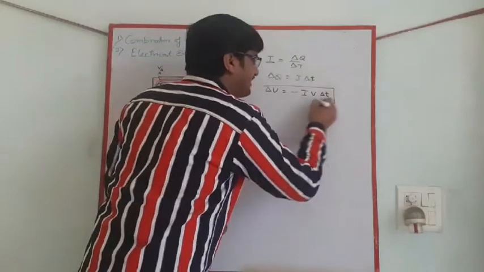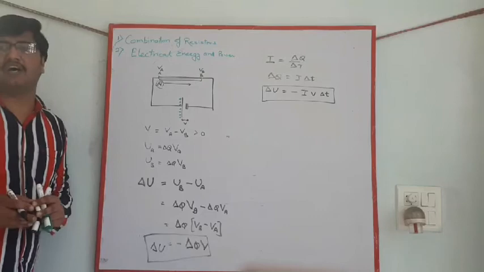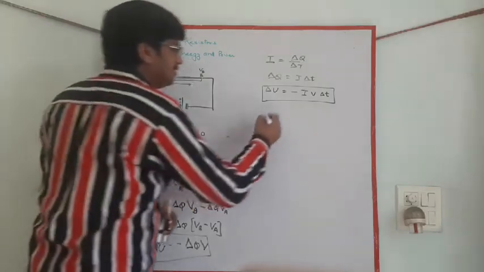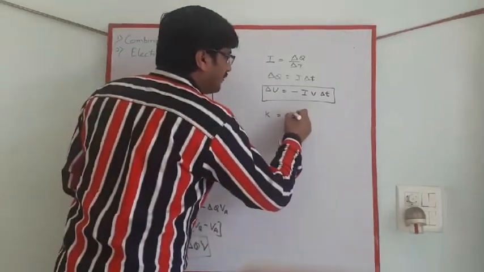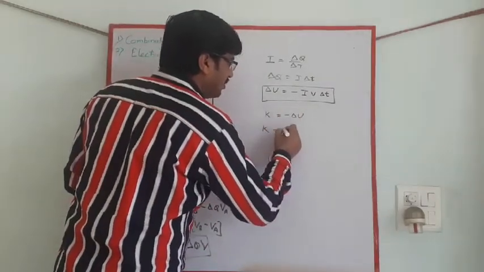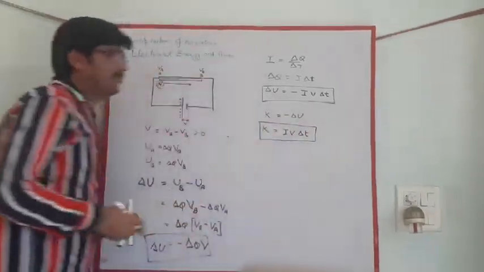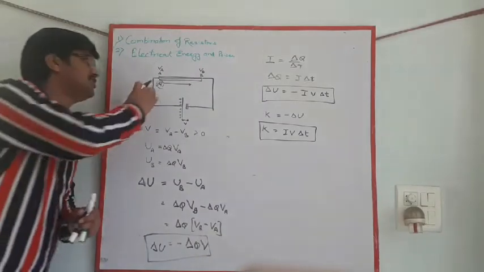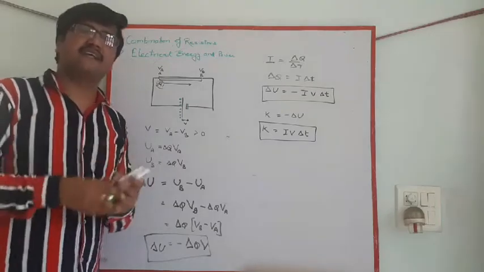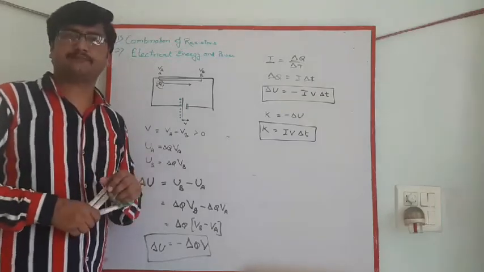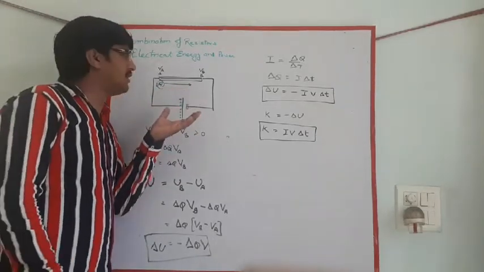The negative sign indicates that there is a loss in the potential energy, and this potential energy will appear in the form of kinetic energy. So kinetic energy will be equal to minus of delta U, meaning kinetic energy is equal to IV delta t. This will be the kinetic energy attained by the charges, that means free electrons moving through the conductor or ions moving through the electrolyte. We discussed the electrons moving in the conductor.